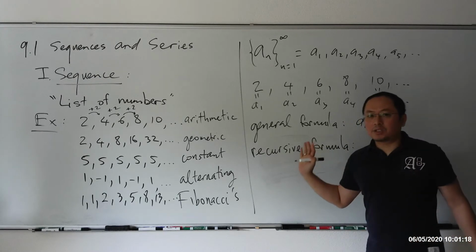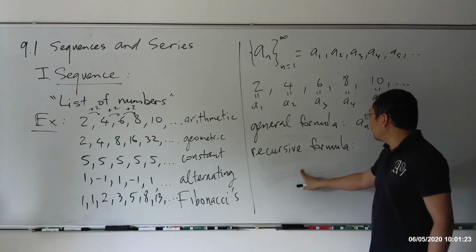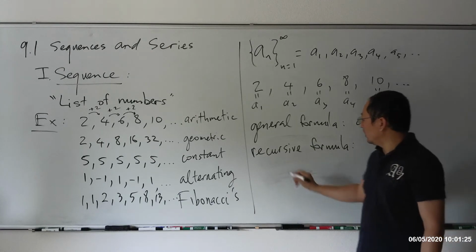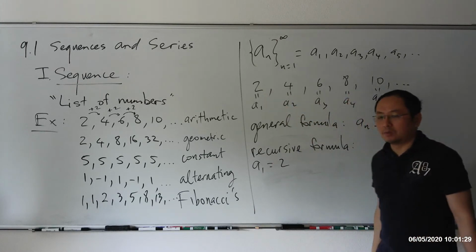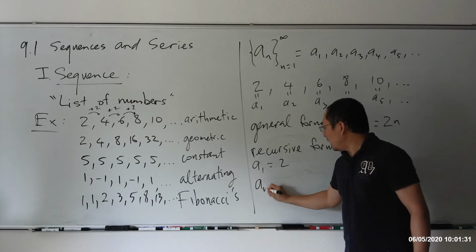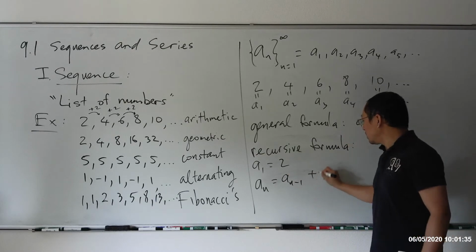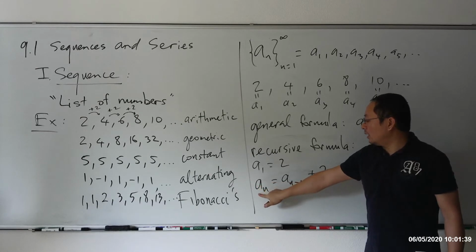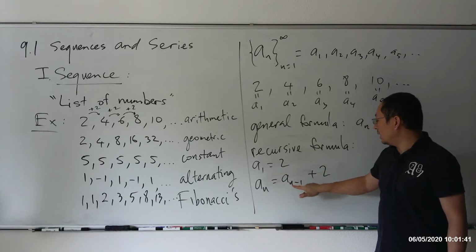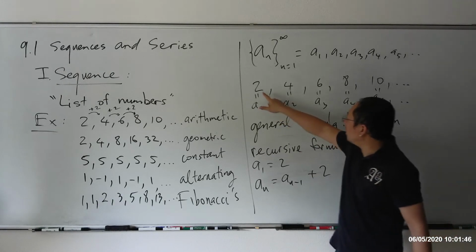So the next term will be calculated based on the previous term. In this one, we need to know the first term, the initial term. So here I give you this: a1 is equal to 2. And I'm telling you this: an, the nth term, is equal to a(n-1) plus 2. What am I talking about here? You can calculate the nth term by taking the previous term plus 2. So if I've got the first term, a1 is equal to 2.